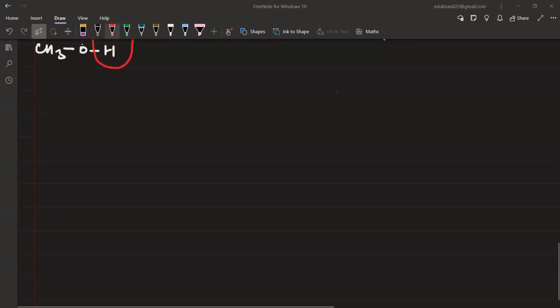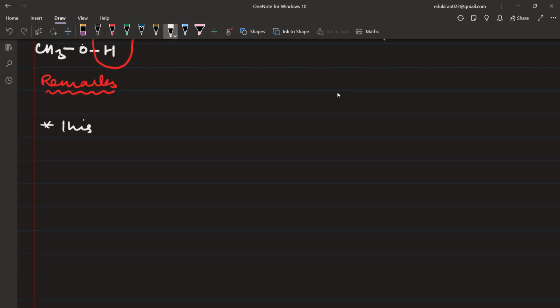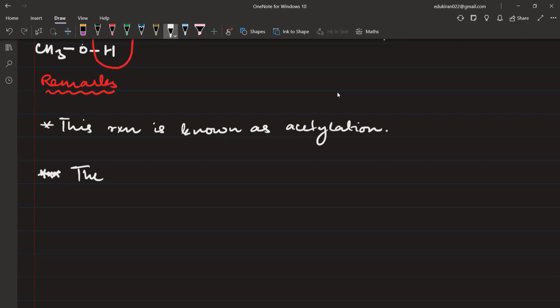Right, next, some remarks. Please write this reaction is known as acetylation, as it introduces the acetyl group. Right, next. This is a very important point. The reaction is done in the presence of pyridine.